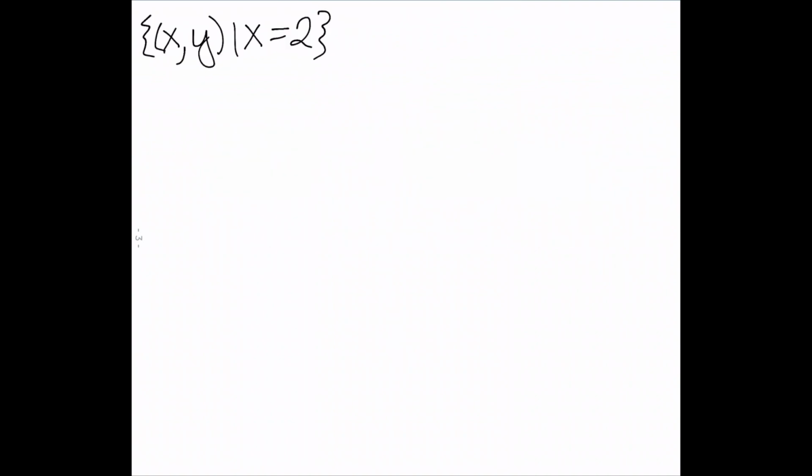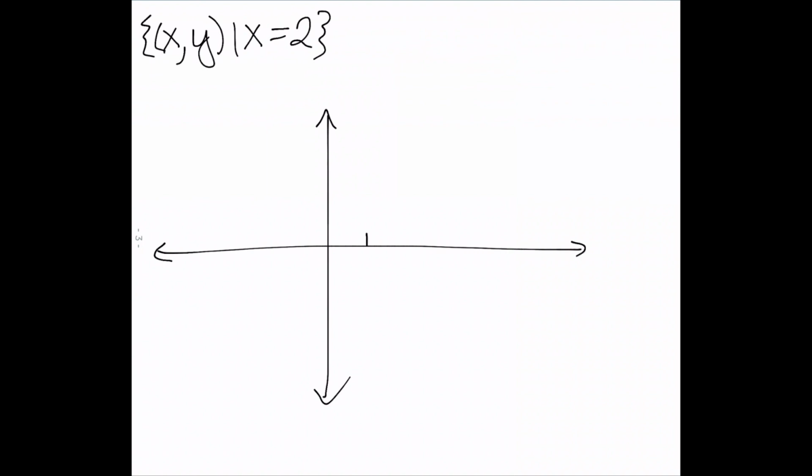Another example, the set of all points (x, y) such that x is equal to 2. So if I draw my plane, I know I'm going to want x to be equal to 2. Well, this is a point where x is equal to 2, and it doesn't matter how far up or down I go, I'm not changing the x points. So this would just be a vertical line.